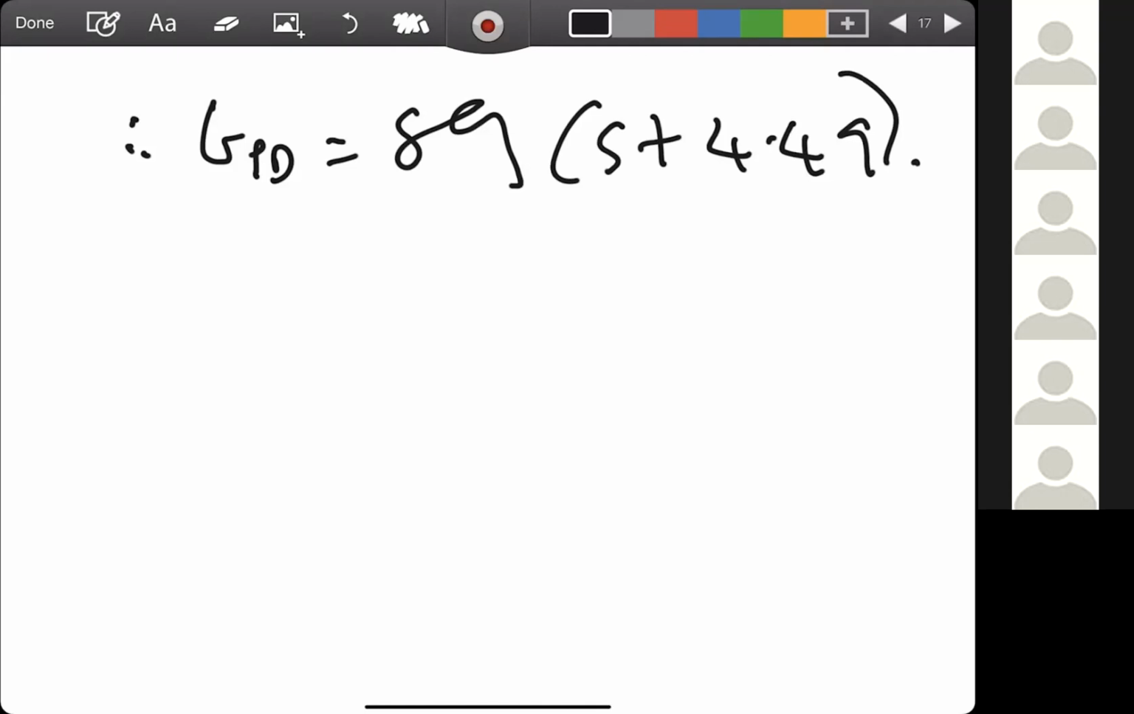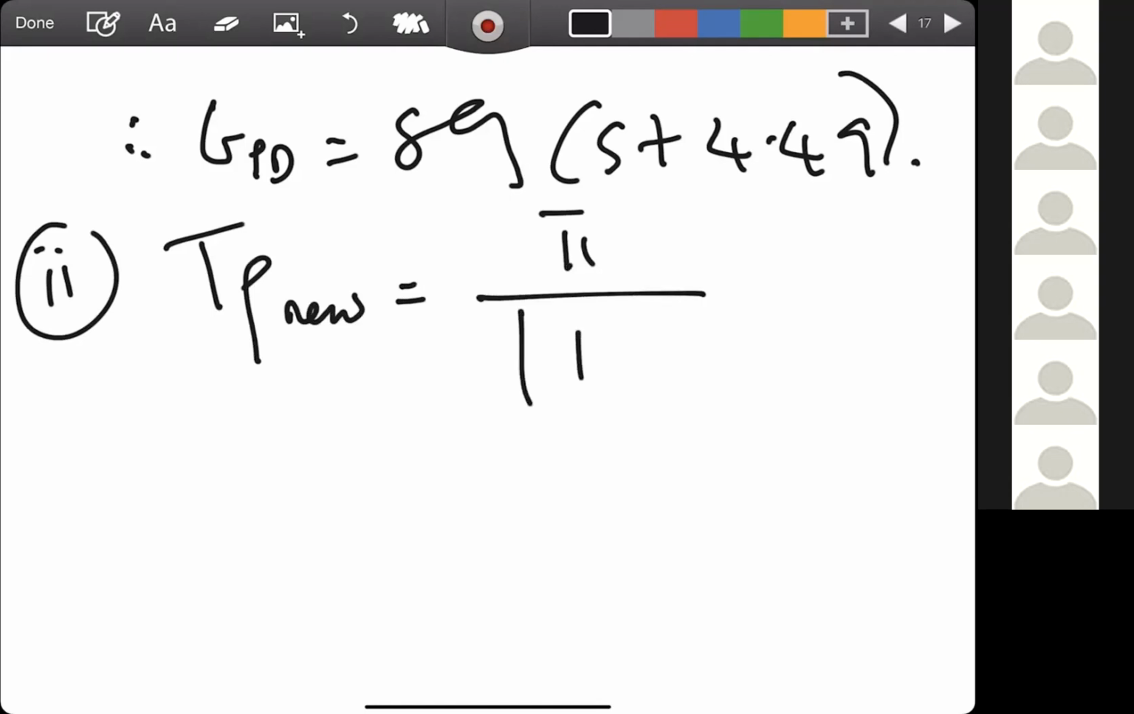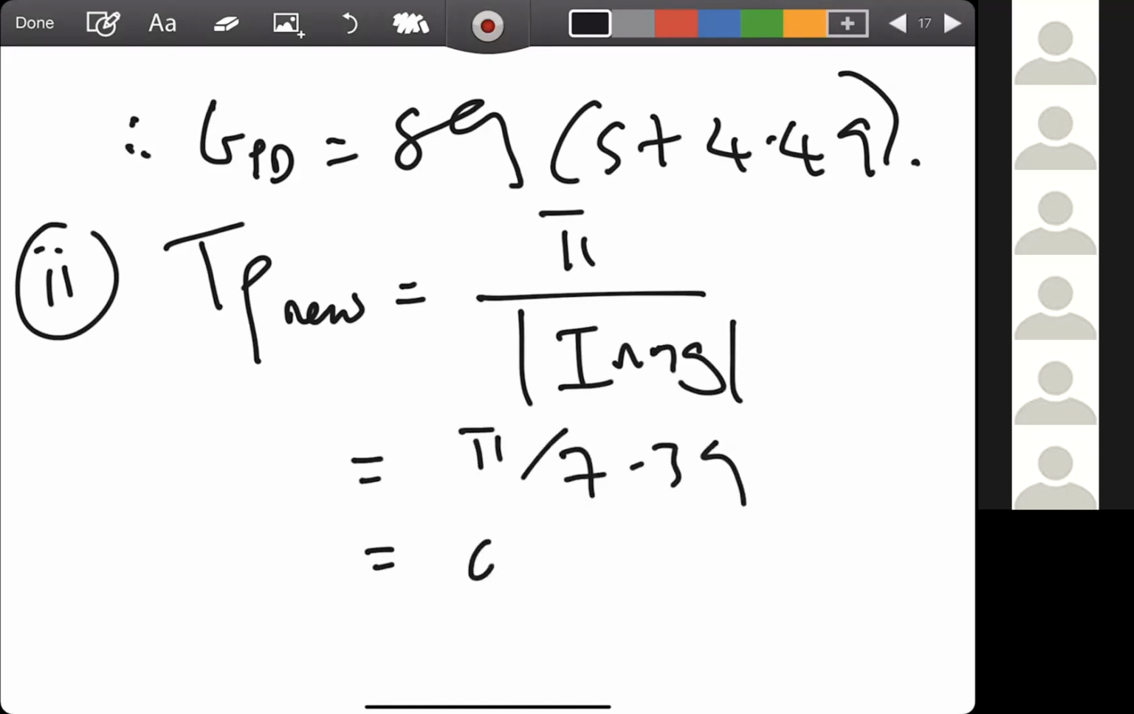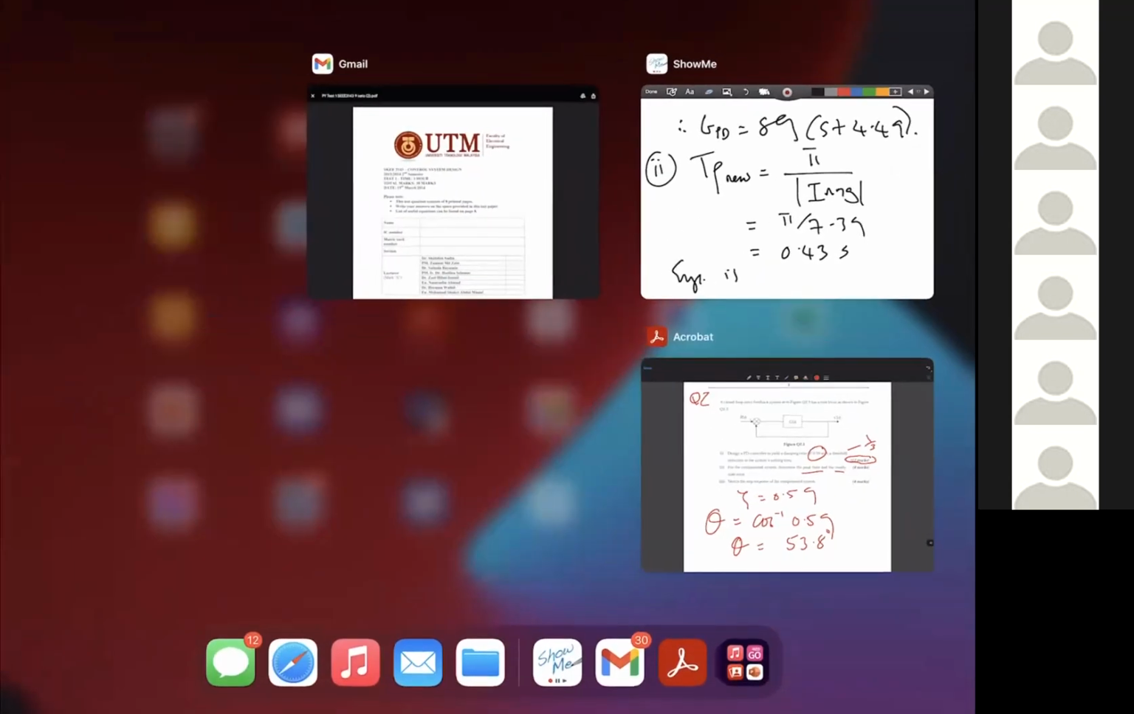Then the second question is the peak time, divided by the imaginary part, 7.39. Okay, the system is type what? System type 0, type 1, type 2, type R.